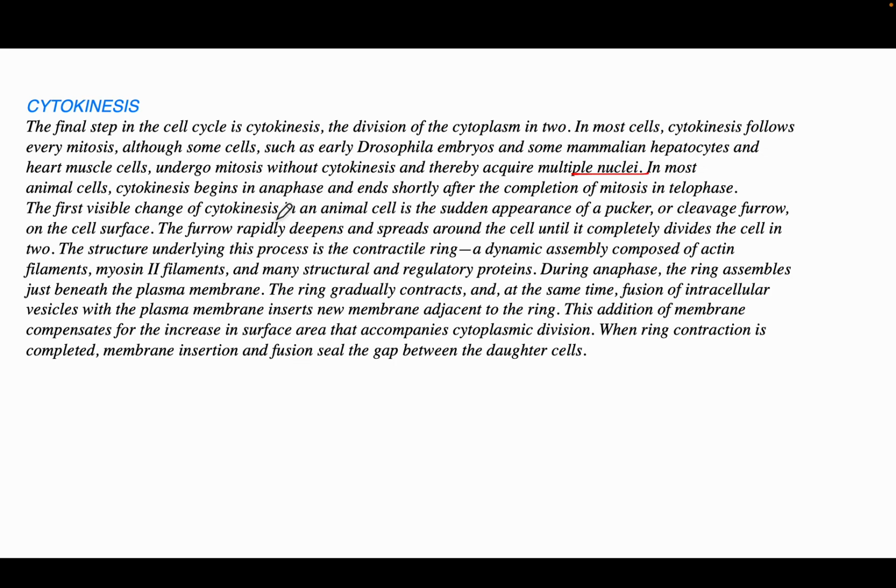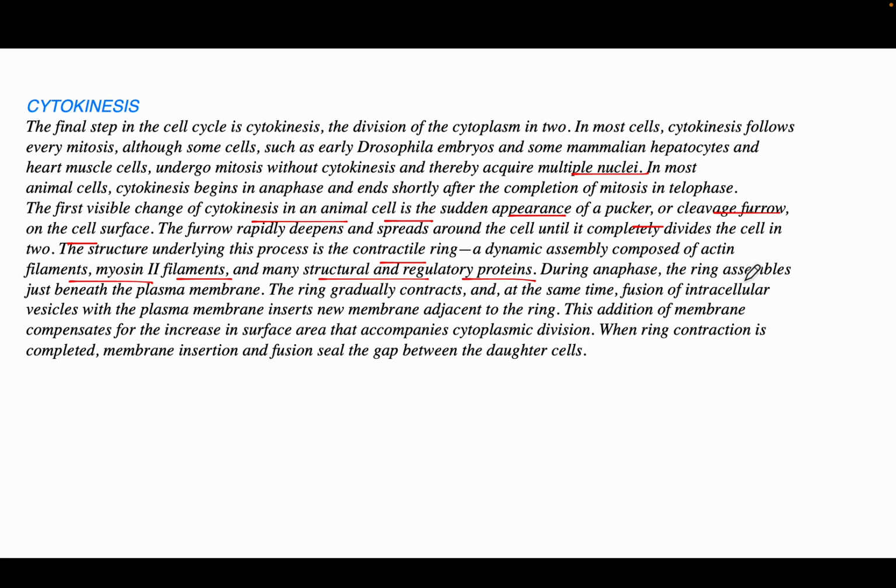So the first visible change of cytokinesis in an animal cell is the sudden appearance of a pucker, or a cleavage furrow, on the cell surface, and the furrow rapidly deepens and spreads around the cell until it completely divides the cell in two. The structure underlying this process is a contractile ring, a dynamic assembly composed of actin filaments, myosin 2 filaments, and many structural and regulatory proteins.